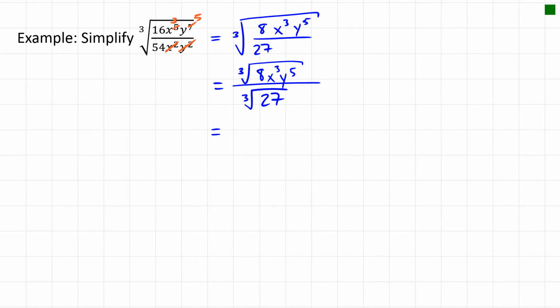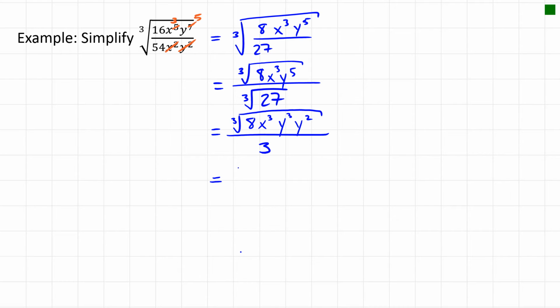So the cubed root of, well, 8 is already a perfect cube. X cubed is a perfect cube, and then y, I will have to split apart into y cubed times y squared, all of which is over the cubed root of 27, and that's a perfect cube, so that's just 3.